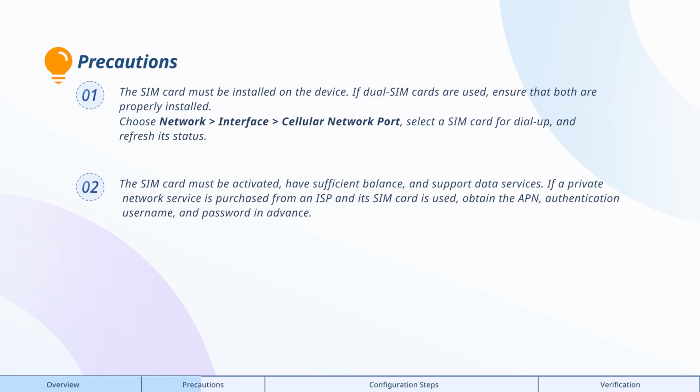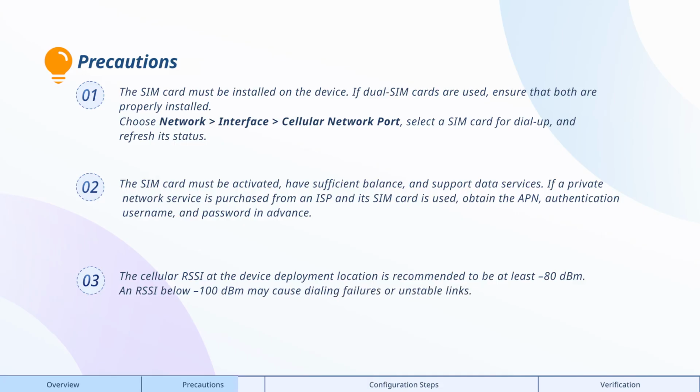The SIM card must be activated, have sufficient balance, and support data services. If a private network service is purchased from an ISP and its SIM card is used, obtain the APN, authentication username, and password in advance. The cellular RSSI at the device deployment location is recommended to be at least -80 dBm. An RSSI below -100 dBm may cause dialing failures or unstable links.